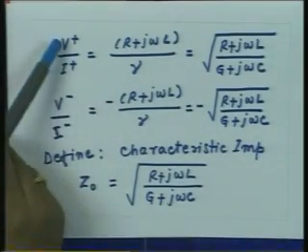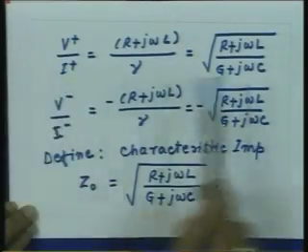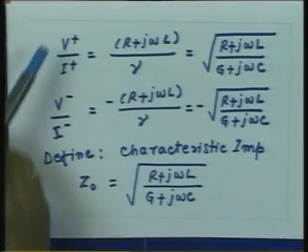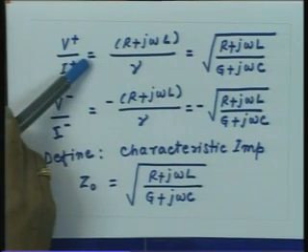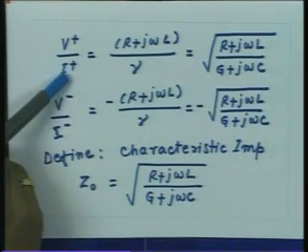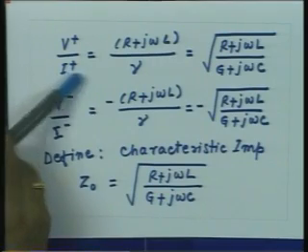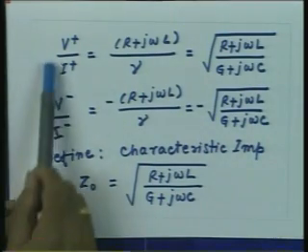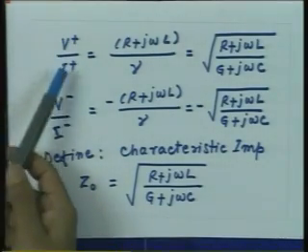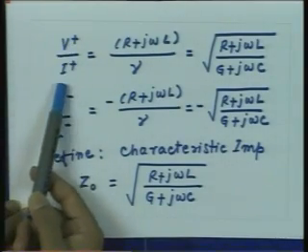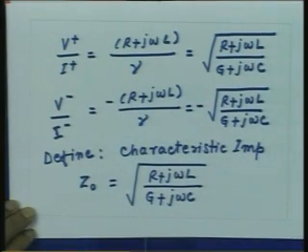What does this parameter Z naught now tell you? You will notice from this equation that the ratio of V plus to I plus is equal to Z naught. And what is V plus? V plus is the amplitude of a voltage travelling wave in the forward direction. I plus is the amplitude of the current travelling wave in the forward direction. What that means is, at any location on the transmission line, if I take a ratio of the voltage and current for the forward travelling wave, that is always equal to the characteristic impedance, irrespective of what other boundary conditions are there on the transmission line.